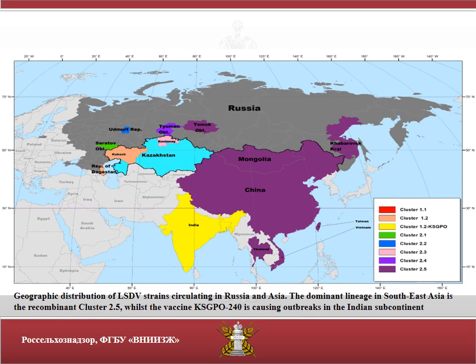So I draw your attention here that the epidemic with recombinant LSDV strains played out in Russia, where only sheep pox-based vaccine is allowed for use. In this scenario, Russia had nothing to do with the ongoing pandemic of LSDV in Southeast Asia.